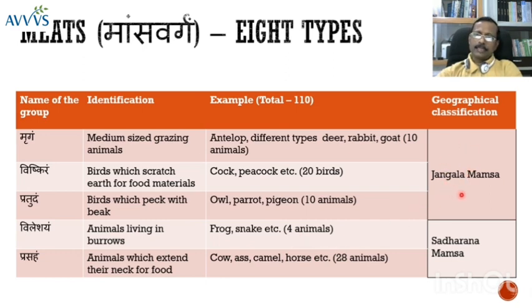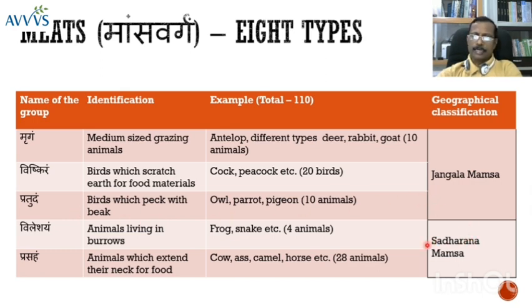In another consideration, according to the geographical classification, these three groups, Mrigam, Vishkaram and Pratudam, are classified as Jangala Mamsam. Jangalam means the area which is less marshy or dry area. Jangala Mamsam is told to be the best variety of Mamsam in health aspect. Even it is advised for regular intake.